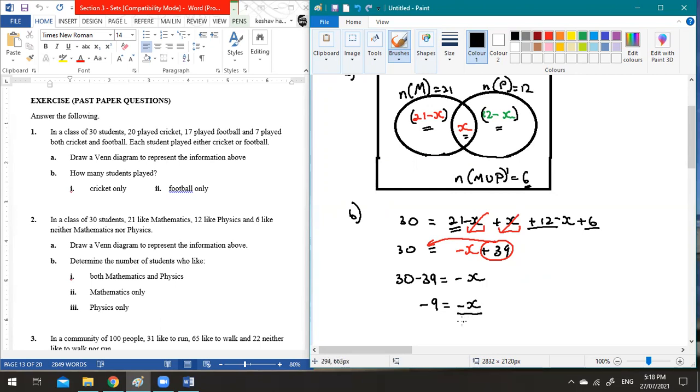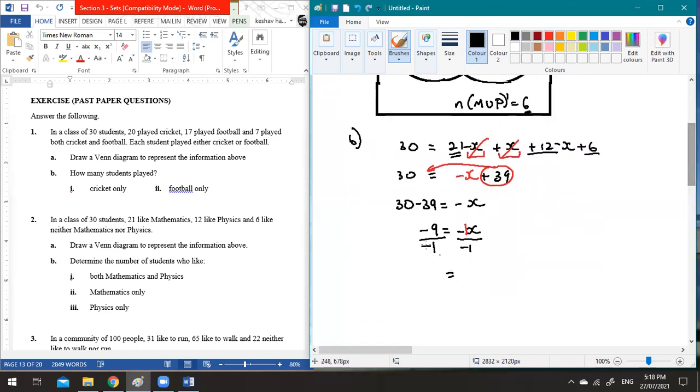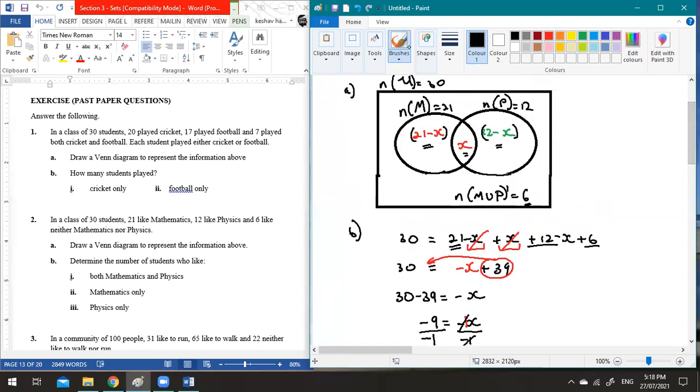Now we're going to divide by negative 1 because the coefficient, when it has no number, is 1. So it's negative 1 divided by negative 1. If I divide on the right, I must divide on the left. And a negative sign divided by a negative sign is a positive. Negative 1 divided by negative 1 will cancel out each other. They give us X.